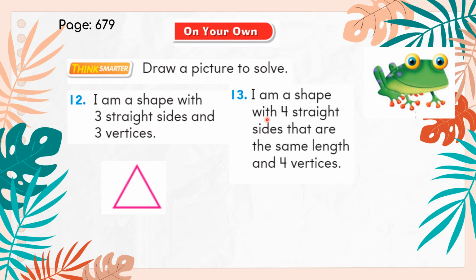Now, I am a shape with 4 straight sides that are the same length and 4 vertices. So what shape did I tell you has straight sides of the same length? It was a square. So this square has 4 straight sides and they are of the same length. All 4 straight sides are of equal length. And it has 4 vertices. Count 1, 2, 3, and 4. Alright, moving on.